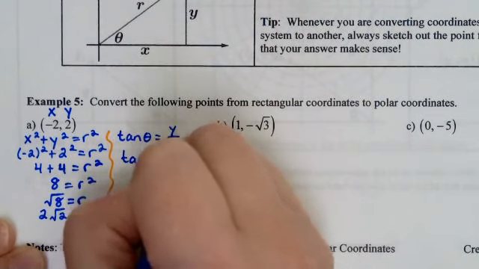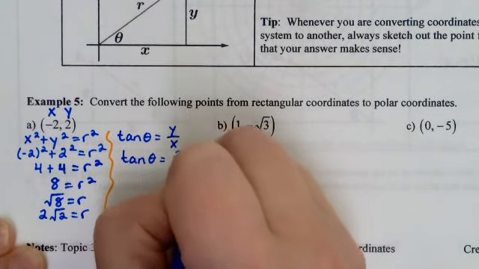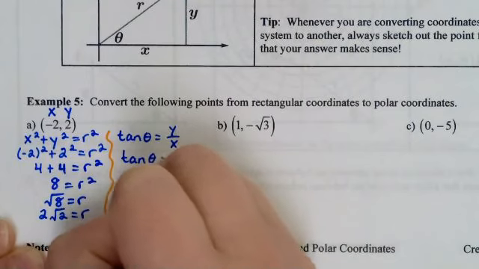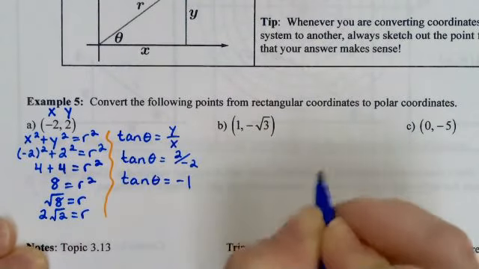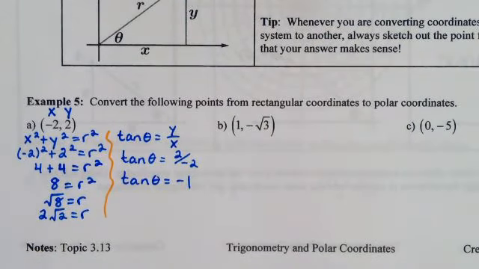Tangent of theta equals 2 over negative 2. So tangent of theta equals negative 1. And so here is where the slight hiccup is with this type of question. There's technically 2 places on your unit circle where tangent is negative 1, and so we have to figure out which one is the correct one for this problem, okay?